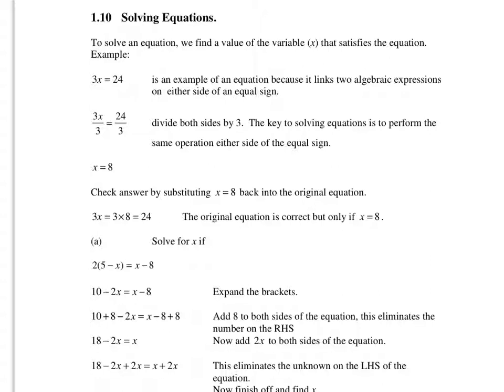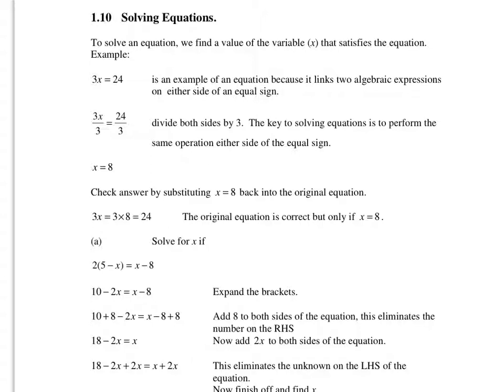On the next page we are going to solve equations. Now an equation is an expression which has a left-hand side and a right-hand side separated by an equal sign. On the left-hand side, in this case, we have an unknown. It's x. And call it a variable or call it a pronumeral if you wish. So 3x equals 24. So we need to find x, but we're multiplying it by 3 on the left-hand side.